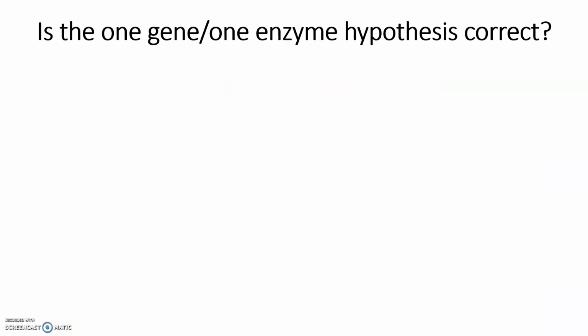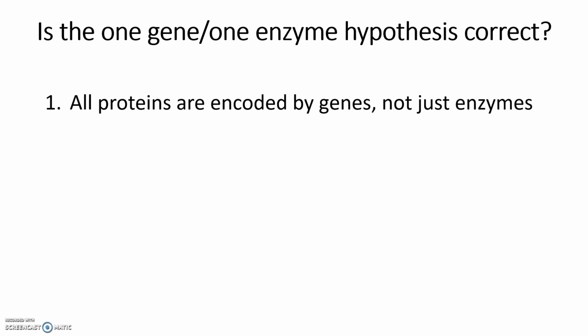Is that correct? Is it accurate to say that one gene codes for one enzyme? Take a second and ponder this idea. Does one gene code for one enzyme? Well, at the time, this was considered correct. But now that we have more data and more experiments, we know that that is not quite the truth. All proteins are encoded by genes, so it's not one gene, one enzyme. How about one gene, one protein?